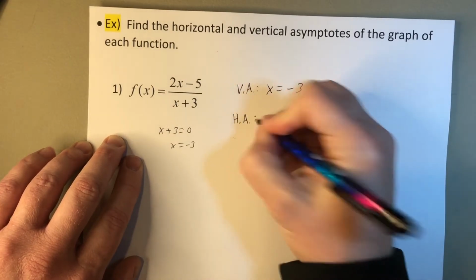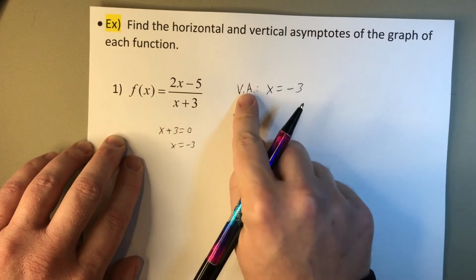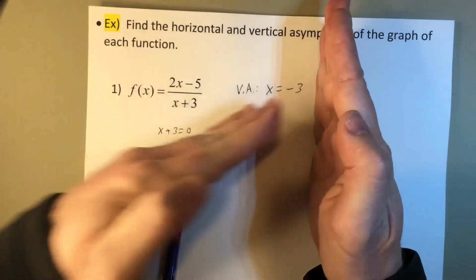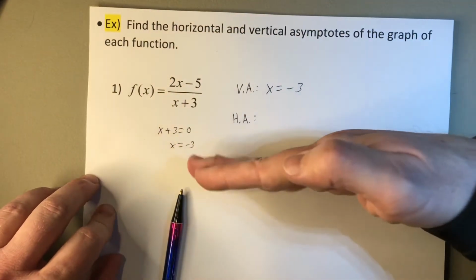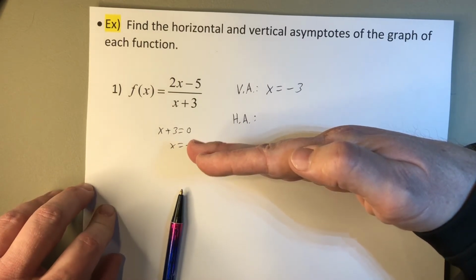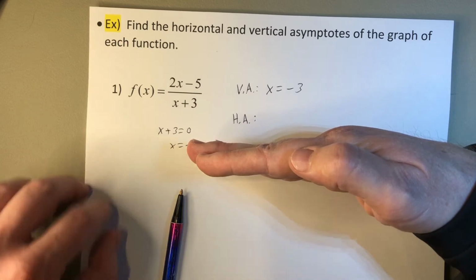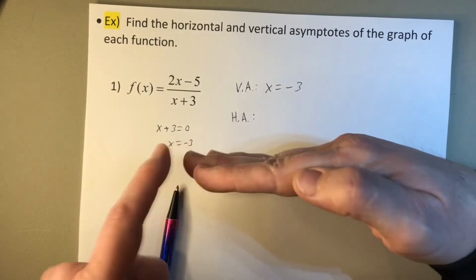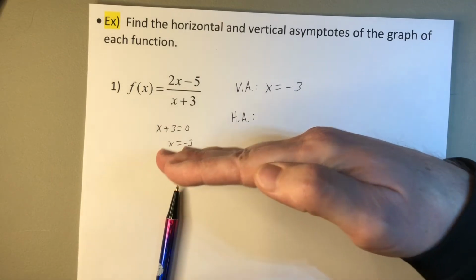Horizontal asymptotes, okay? By the way, what's a vertical asymptote? It's a vertical line that the curve will approach but never touch, never cross. A horizontal asymptote is based on a horizontal line, and it's really dealing with end behavior. What's the curve doing as you go to negative infinity versus positive infinity?